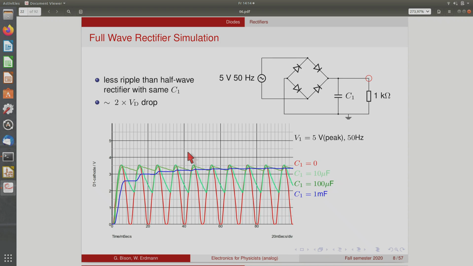Good. Let's look at the simulation of a full wave rectifier. So you have the 4 diodes here. You come in with 5 volts and 50 hertz on this side. So the same configuration that we had before with the single diode rectifier. And now what you see for the same kind of capacitors, you have less droop during the cycle. So the first one went much lower. So with the same capacitor, you get much less ripple on your output.